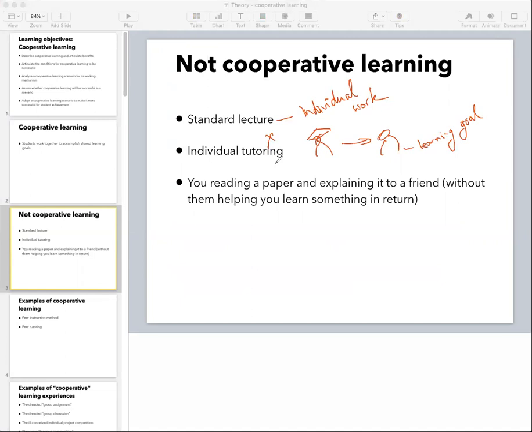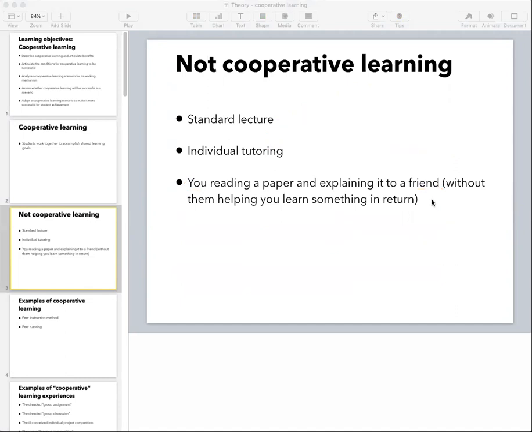Now, you can think of another example where you may be reading a paper and explaining it to a friend who, let's say, wasn't able to understand it by themselves. But in this case, even though it feels like you're working together to accomplish a shared learning goal, the learning goal isn't shared. The goal for you is to explain, and the goal for your friend is to understand. As you can see, these are not the same. So this is also not an example of cooperative learning.